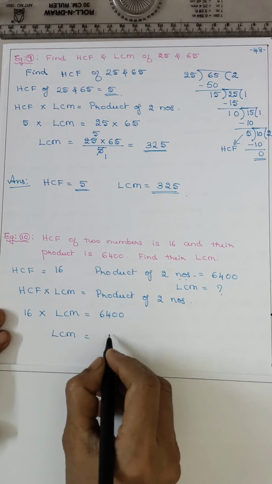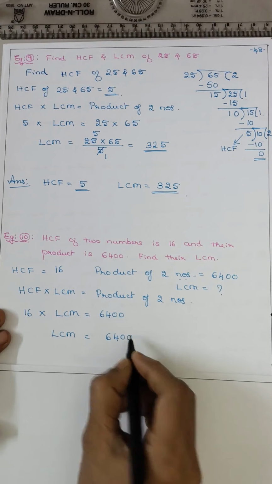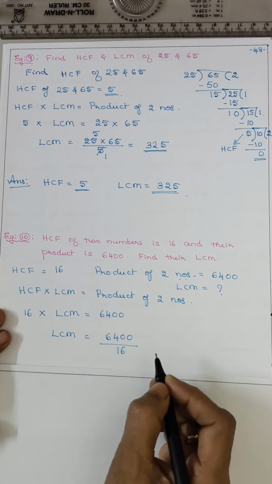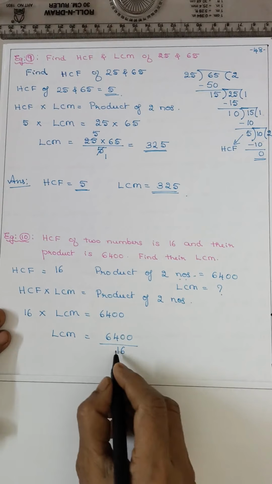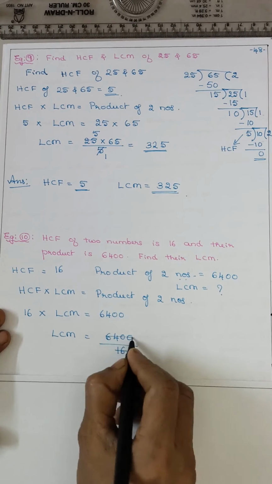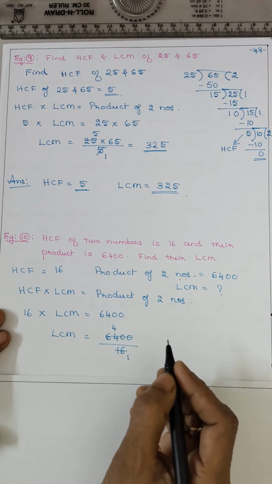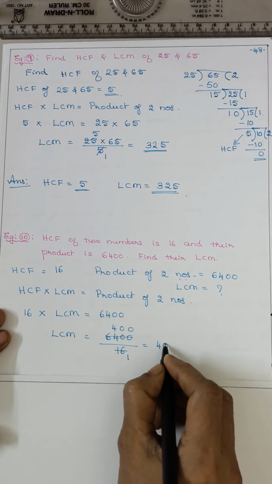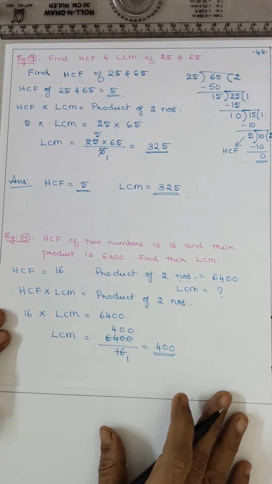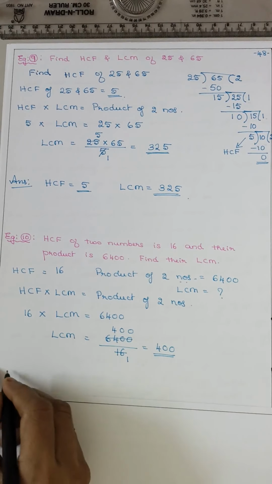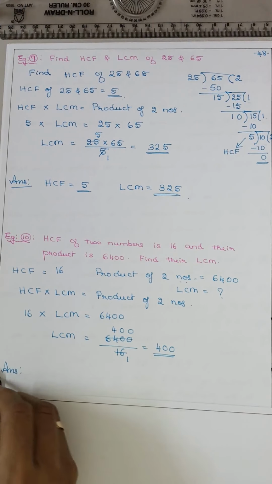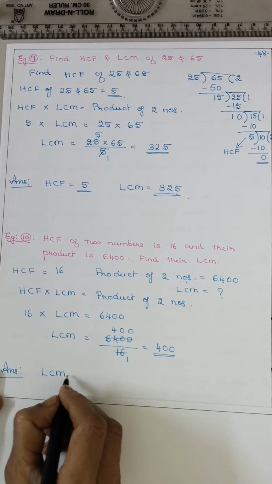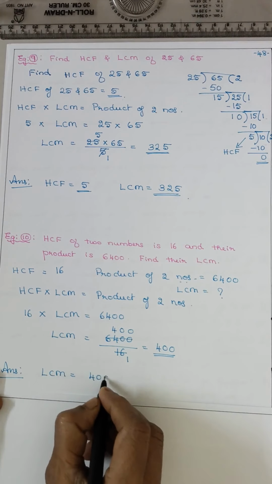सो LCM इज इक्वल टू 6400 upon 16. Now 16 का टेबल में 16 ones are 16, 16 fours are 64 and 2 zeros. So answer is 400. So answer, LCM is equal to 400.